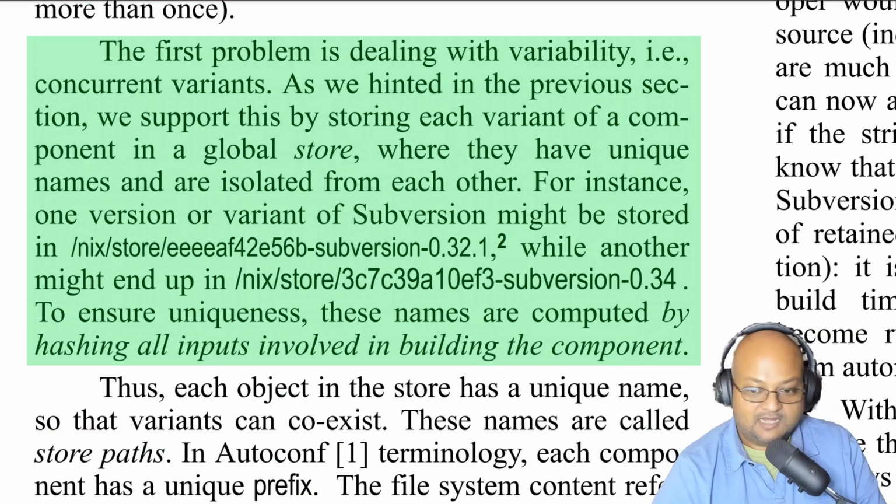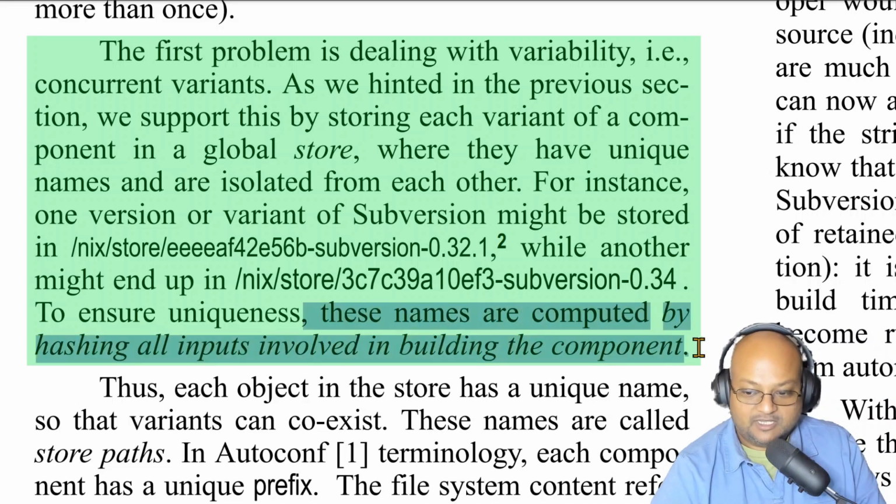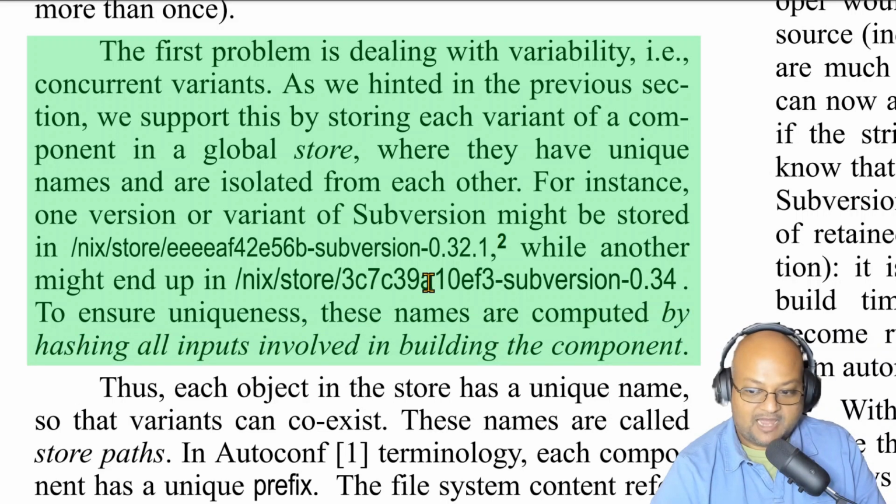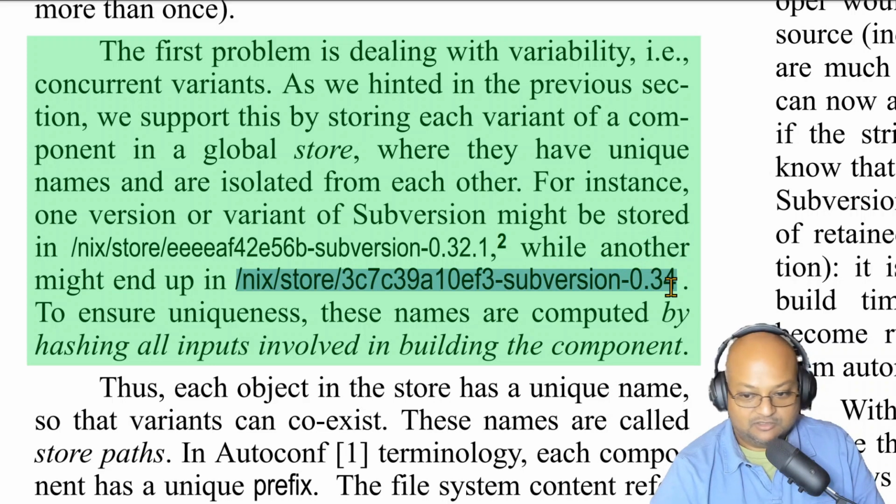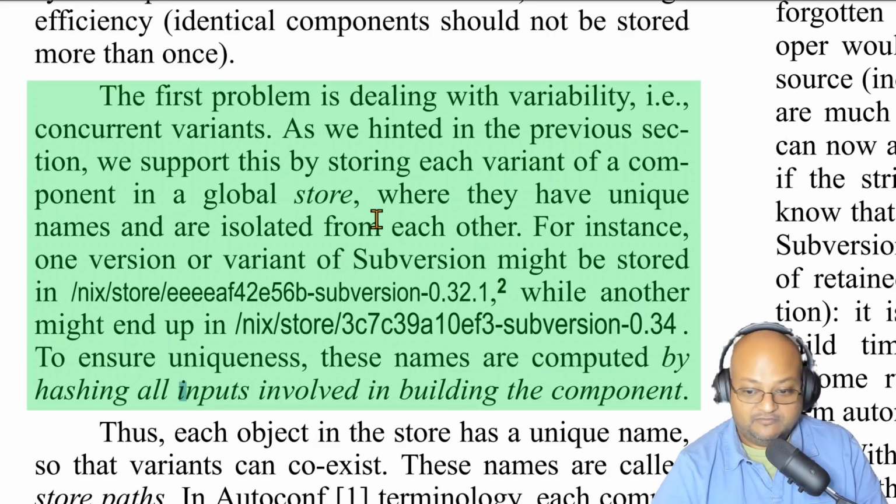And the way Nix identifies uniquely every software component is by constructing a hash of all the inputs involved in building it. And that hash becomes part of the file name path in which that software component is installed within the Nix store. This means that different versions as well as different variants of the same software package can coexist in parallel within the Nix store without stepping on each other's toes. So you could have a different version of Subversion and its hash would be different.